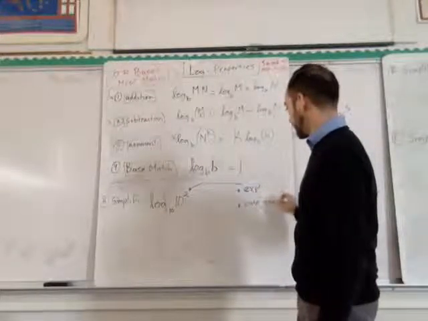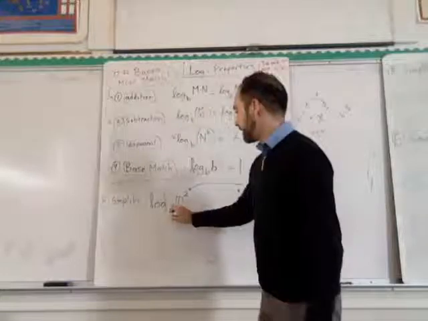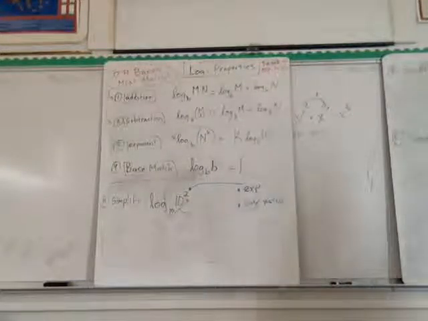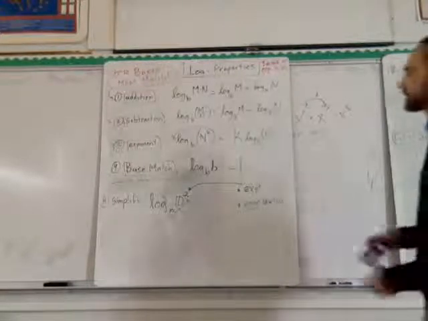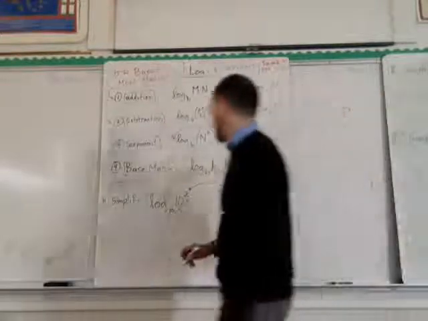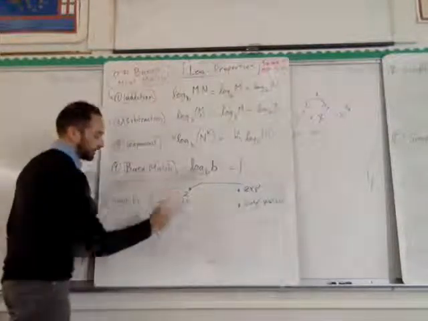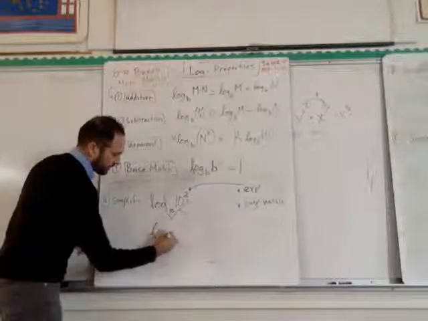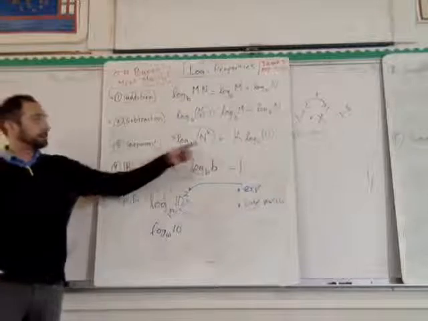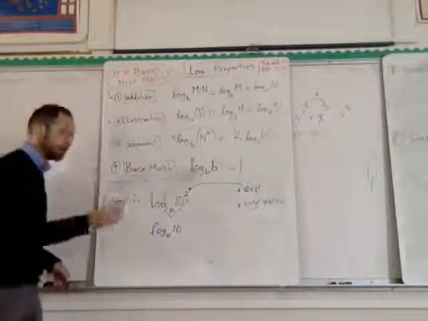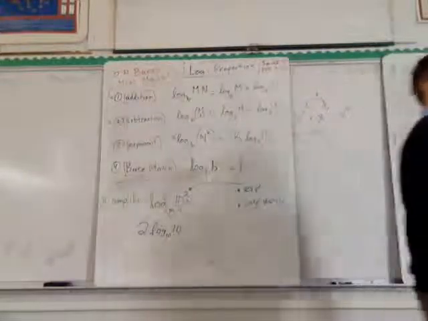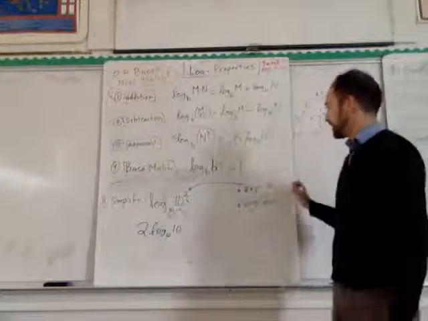Base match is something that I call it. Here's our base match. The bases match. So let's go ahead and deal with it then. What happens to this 2? I'm going to rewrite this: log base 10 of 10. Where does the 2 end up if I follow this rule right here? In front. 2. And then the base match was the other. We just did the exponent, so let's do the base match.